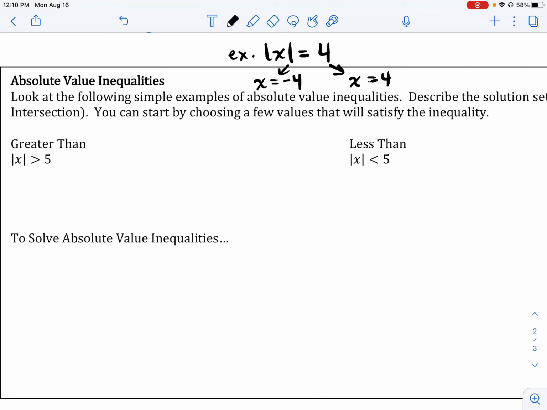Well, what about with inequalities then? Well, it's the same thing. If I say the absolute value of x is greater than 5, what I am saying on one hand is that x is greater than 5. That makes sense. x can be any number that's greater than 5, and that original inequality is satisfied. But what am I also saying? I am also saying that x could be less than negative 5.